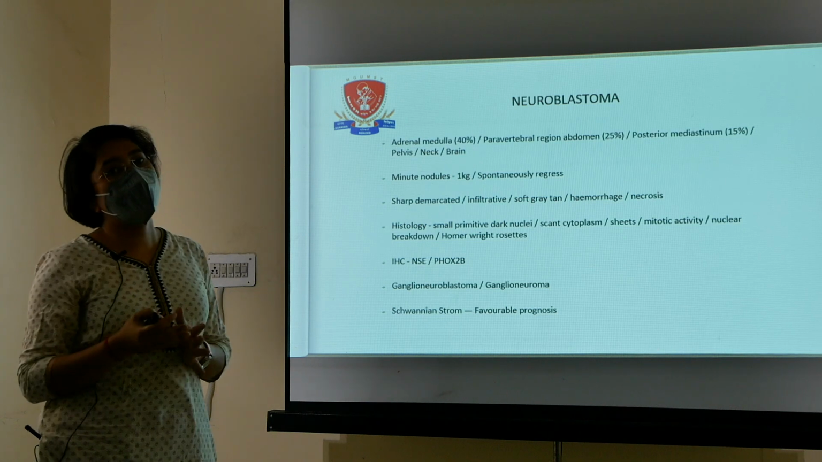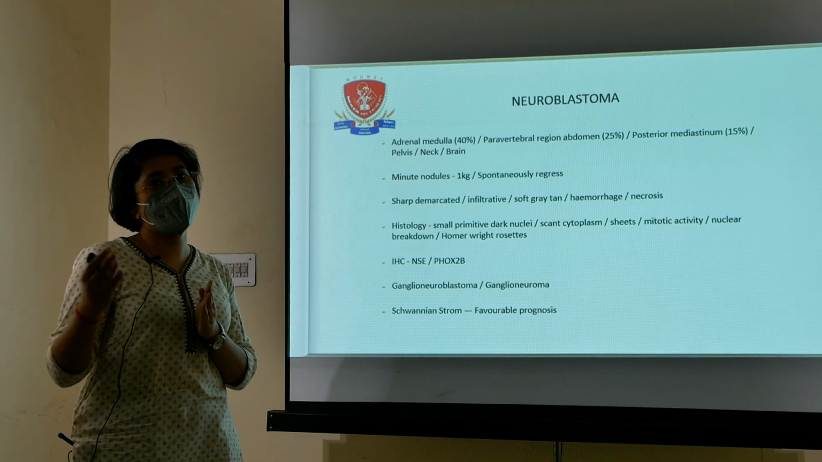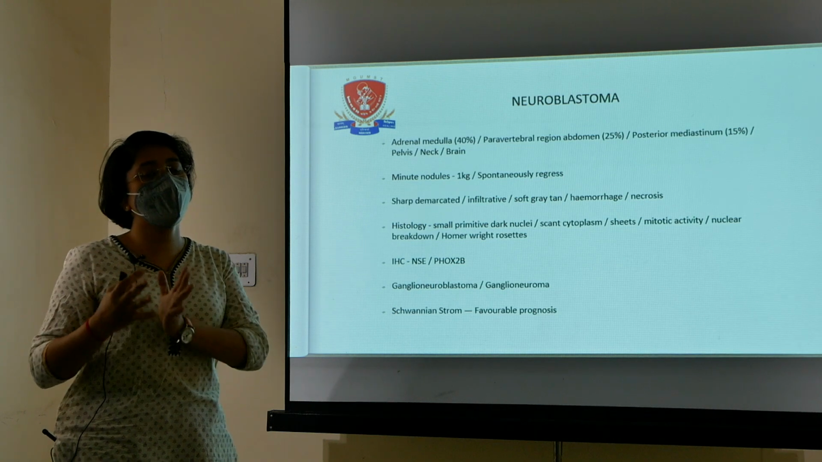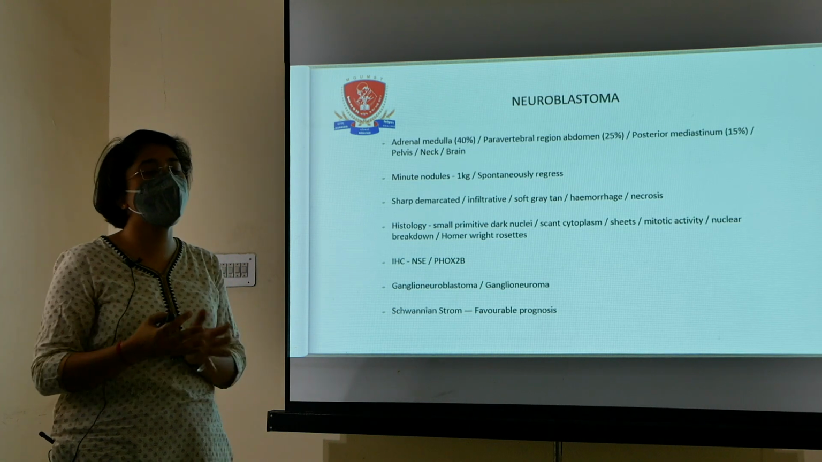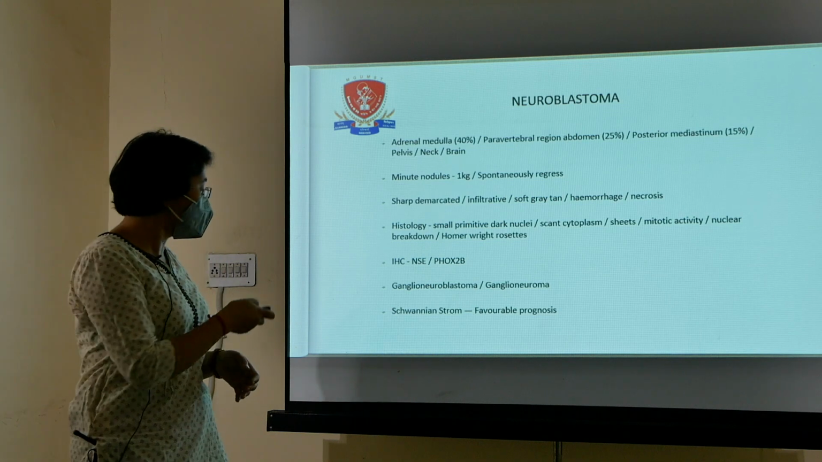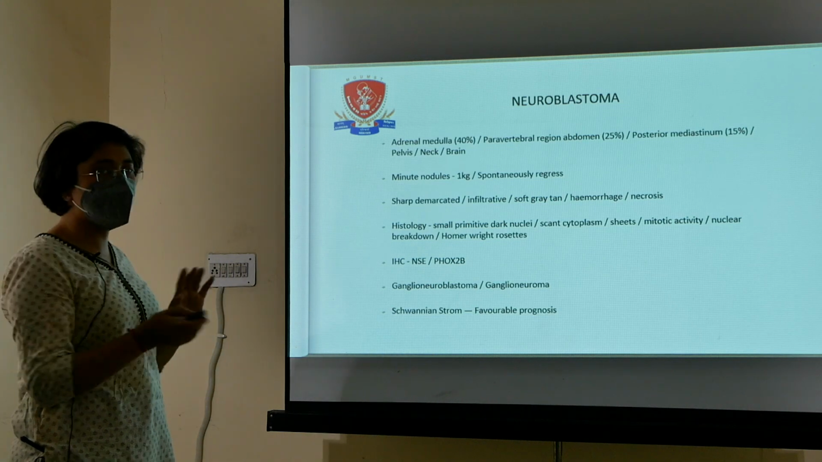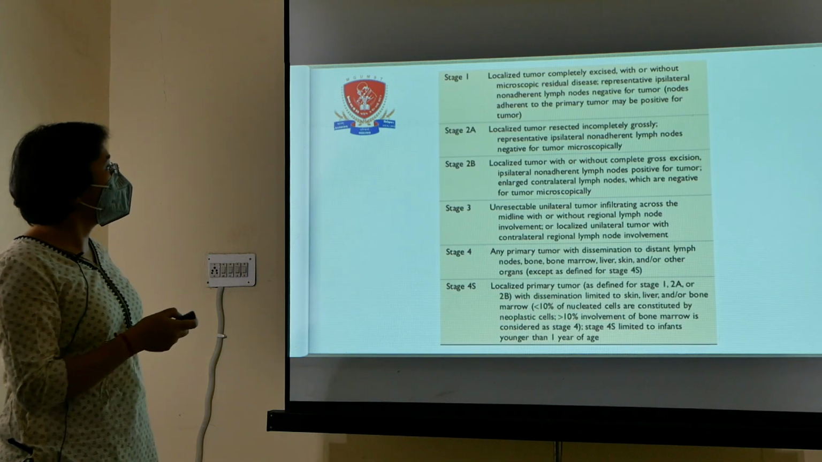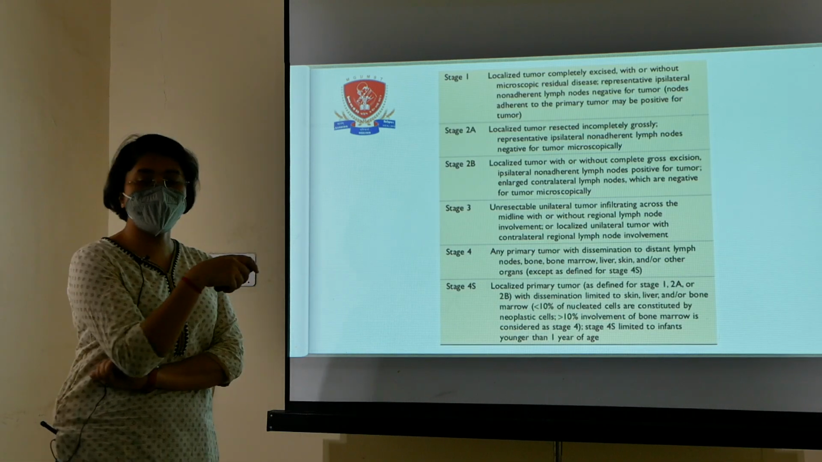And with that, where you know the nerve tissues, the Schwann cells, when the Schwann cells are present, they are more towards the favorable diagnosis because it is becoming even more mature. So that's what is the Schwannian stroma. I'll show you all of them in the image, so do not worry. Before we go to the image, this is the staging of neuroblastoma.